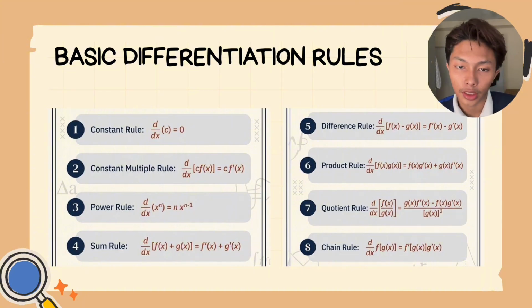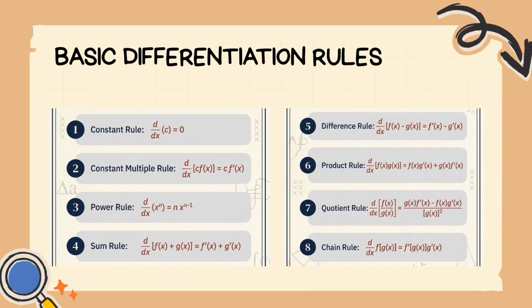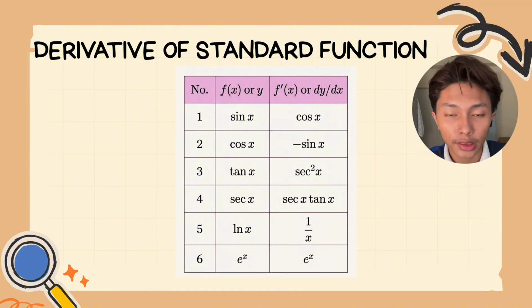In differentiation, we have 8 basic differentiation rules. Number 1 is the constant rule, second the constant multiple rule, third the power rule, fourth the sum rule, fifth the difference rule, sixth the product rule, seventh the quotient rule, and the last one the chain rule. As you can see, this is the basic derivative of standard functions.